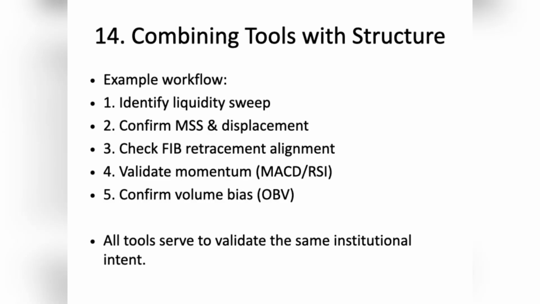Here's a sample workflow. First, you identify a liquidity sweep. Then, you confirm the market structure shift and displacement. And let's be clear about what we're looking for. Displacement is that strong, impulsive move that shows clear institutional intent. It's not a slow grind, it's a powerful leg that often creates a fair value gap, or FVG, which becomes our key entry zone. Once we have our displacement and the resulting FVG, we wait for a retracement back into that FVG. Our entry is placed within the FVG, but only when it's aligned with a confirmed structure shift.